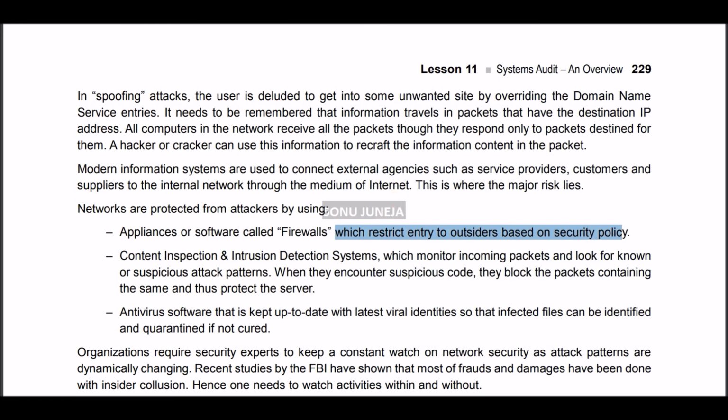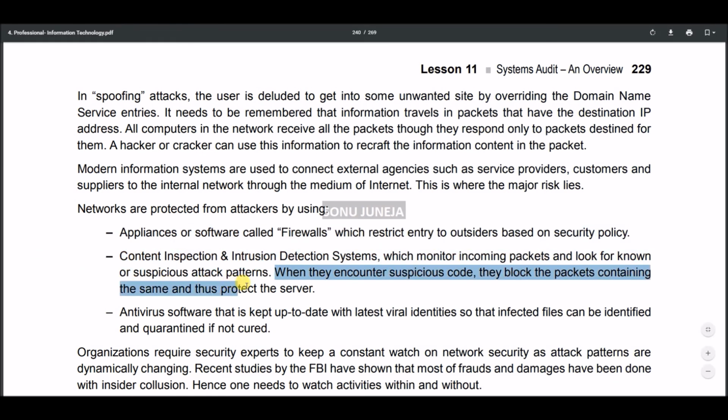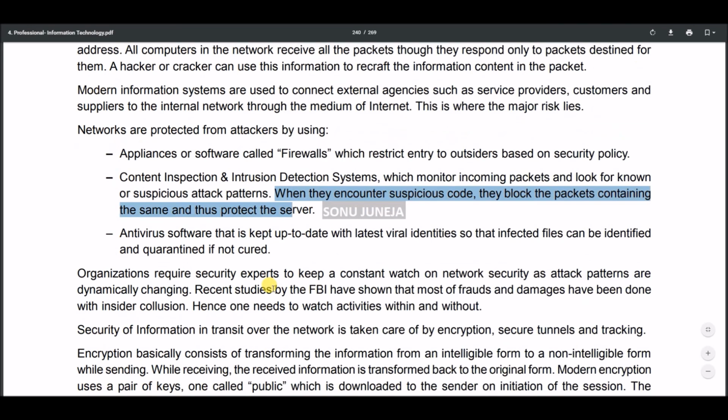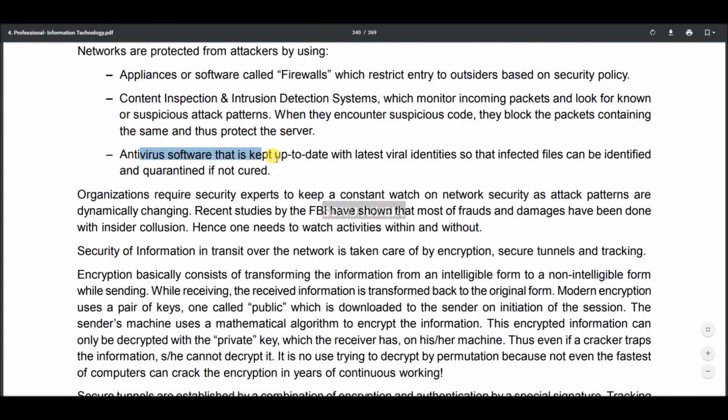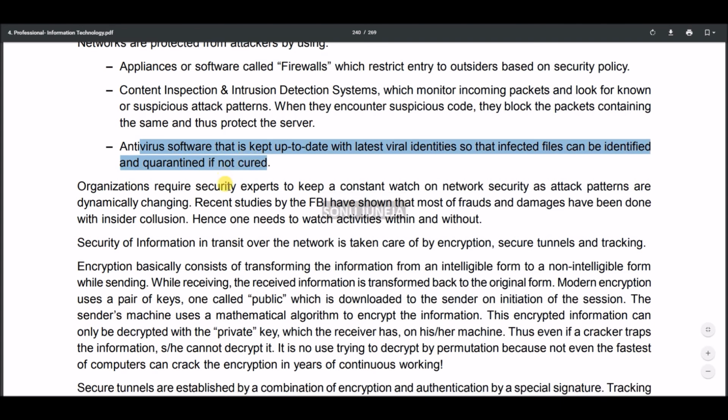The content inspection intrusion detection system monitors incoming packets and looks for known suspicious attack patterns. When it encounters suspicious code, it blocks the packets containing it and thus protects the server. Antivirus software keeps up to date with the latest virus identities so that infected files can be identified and quarantined if not cured.